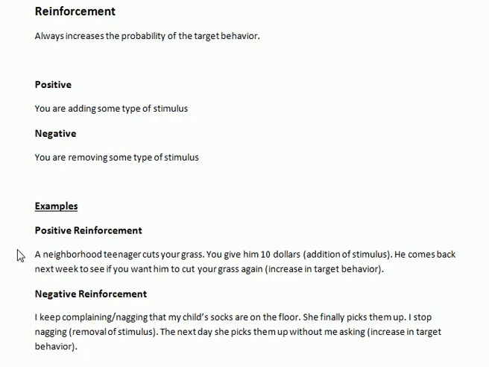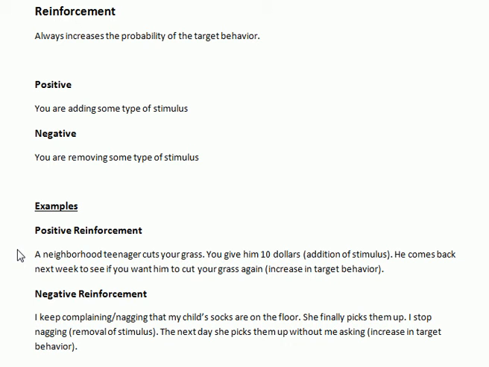So what are the elements there? Target behavior is grass cutting. The stimulus you added was the $10, and you were increasing the probability that they would come back again to cut your grass. All right, so here's the more tricky one, negative reinforcement.